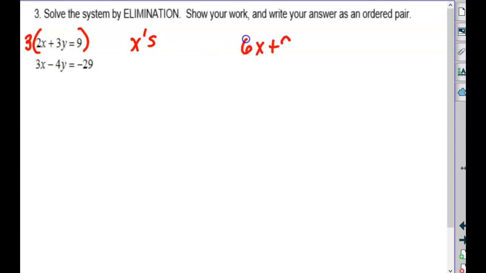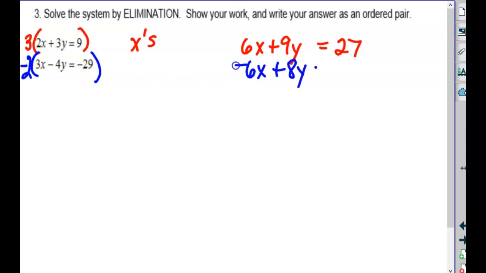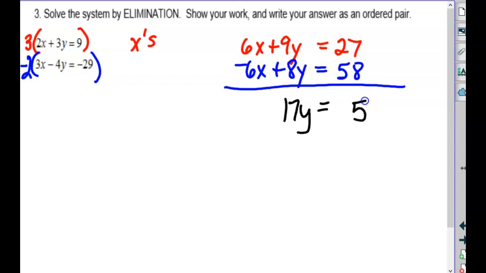So it's 6x plus 9y equals 27. Did I do that right? Okay. The next one, though, I don't want it to be a 6. I want it to be a what? Negative 6. So I'm going to multiply through by a negative 2. So I get negative 6x plus 8y equals positive 58. Did I do that right, guys? Okay. If I add, I have 17y equals 85. That divides evenly and gives me 5. Then what?